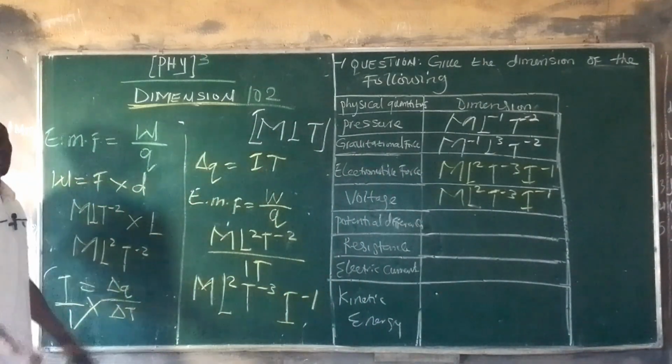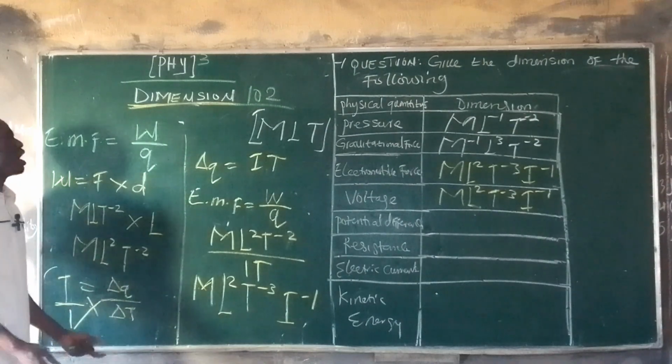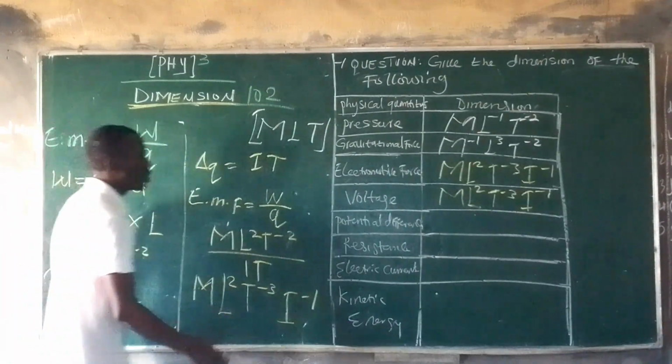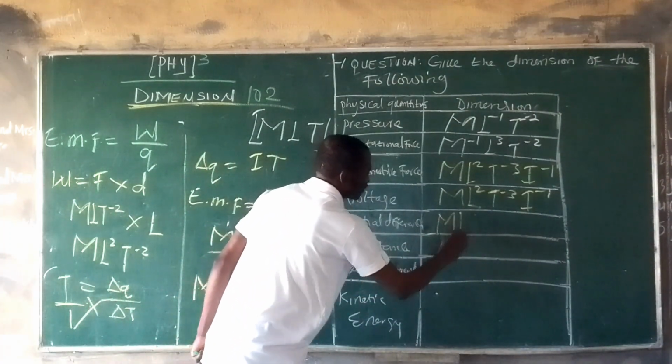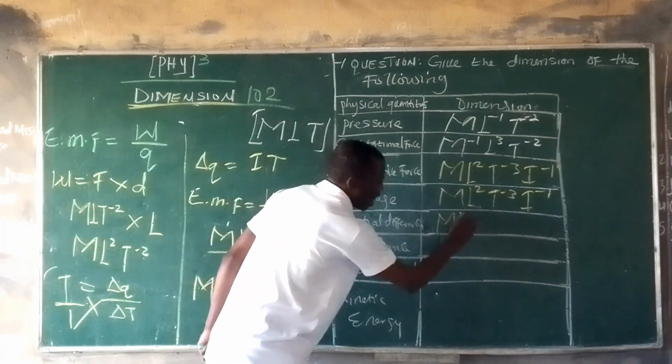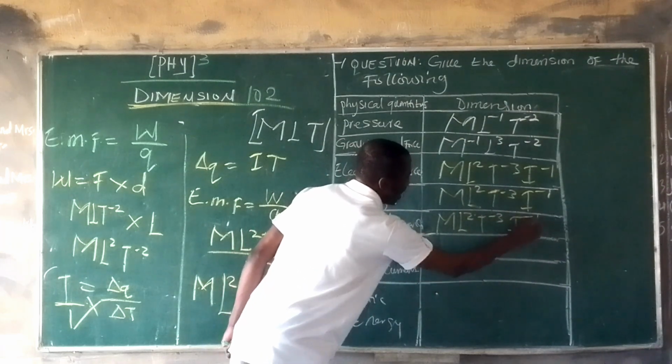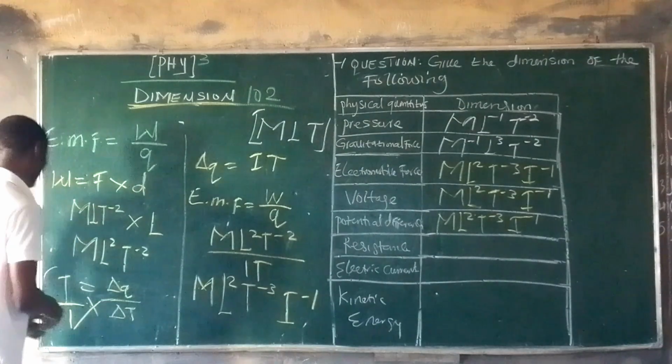Potential difference is the same thing as work done over charge. And if it's work done over charge, it's the same solving we're still going to have. So we have the same dimension: M L raised to the power of 2, T raised to the power of minus 3, and then I raised to the power of minus 1. And then we have resistance.